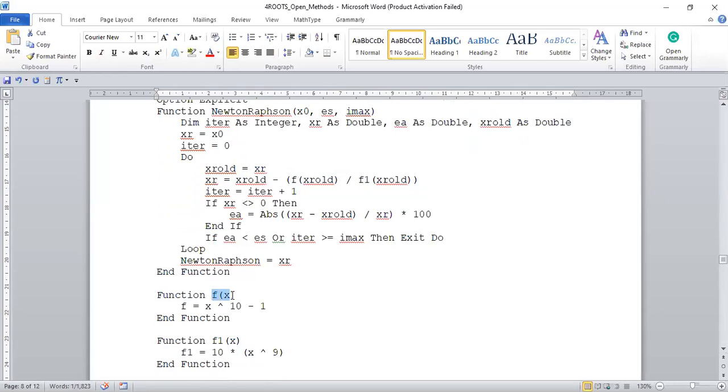So this is the function that calculates f of x. And this f of x is simply the question you are given. So remember, the question is that f of x is equal to x raised to the power 10 minus 1. Then you need to calculate the first derivative. Remember, if you differentiate this function, you are going to get this. So this is the value of the function, and this is its first derivative.